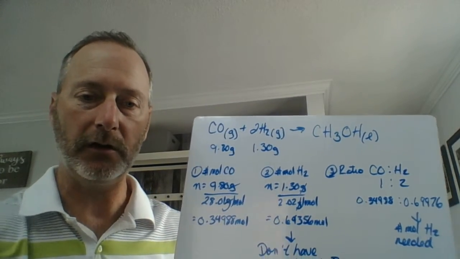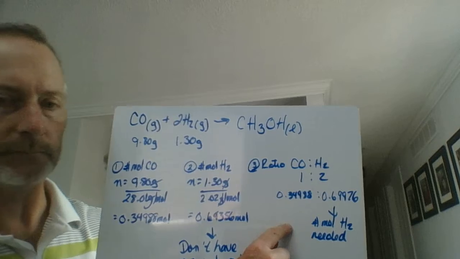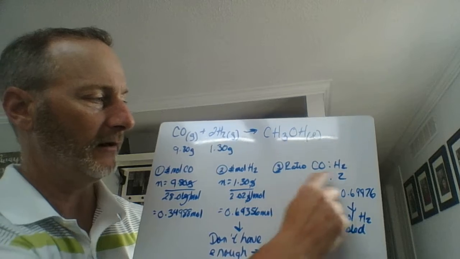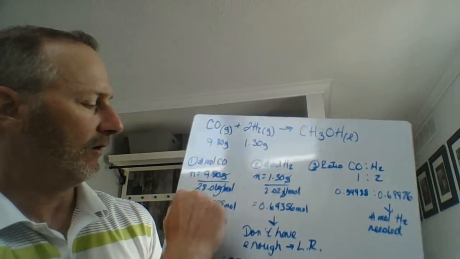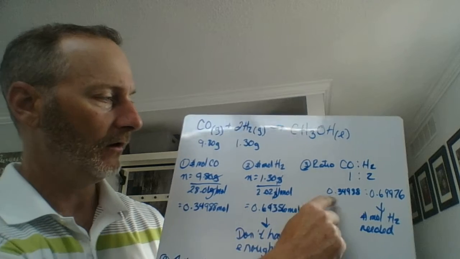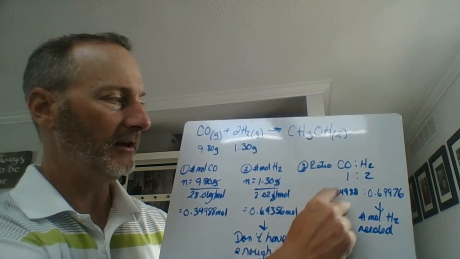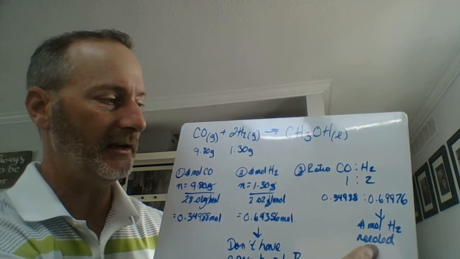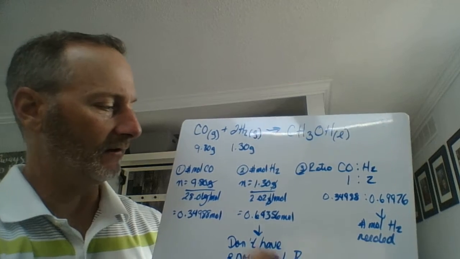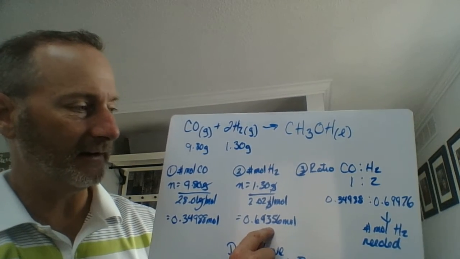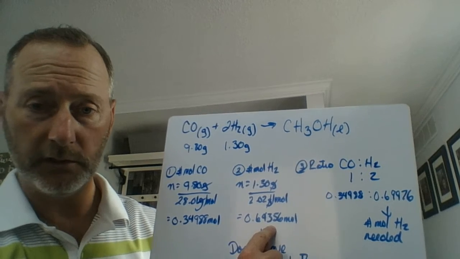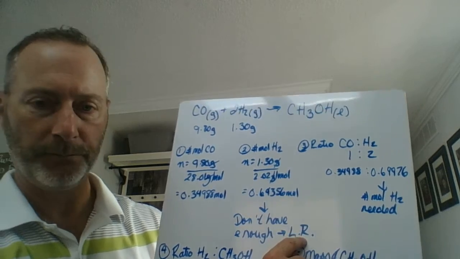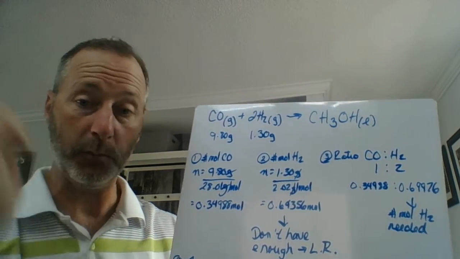So just like the last one, now we're going to do a comparison with our ratio. The ratio of carbon monoxide to hydrogen is 1 to 2 from our balanced chemical equation. So if I have 0.34988 moles of carbon monoxide, that means I'm going to need double that, 0.69976. That's how many moles of hydrogen gas I'm going to need, 0.69976. Go back. Do you have 0.69976? Answer, no, you don't. And if you don't have the amount that you need, then that's the limiting reagent.